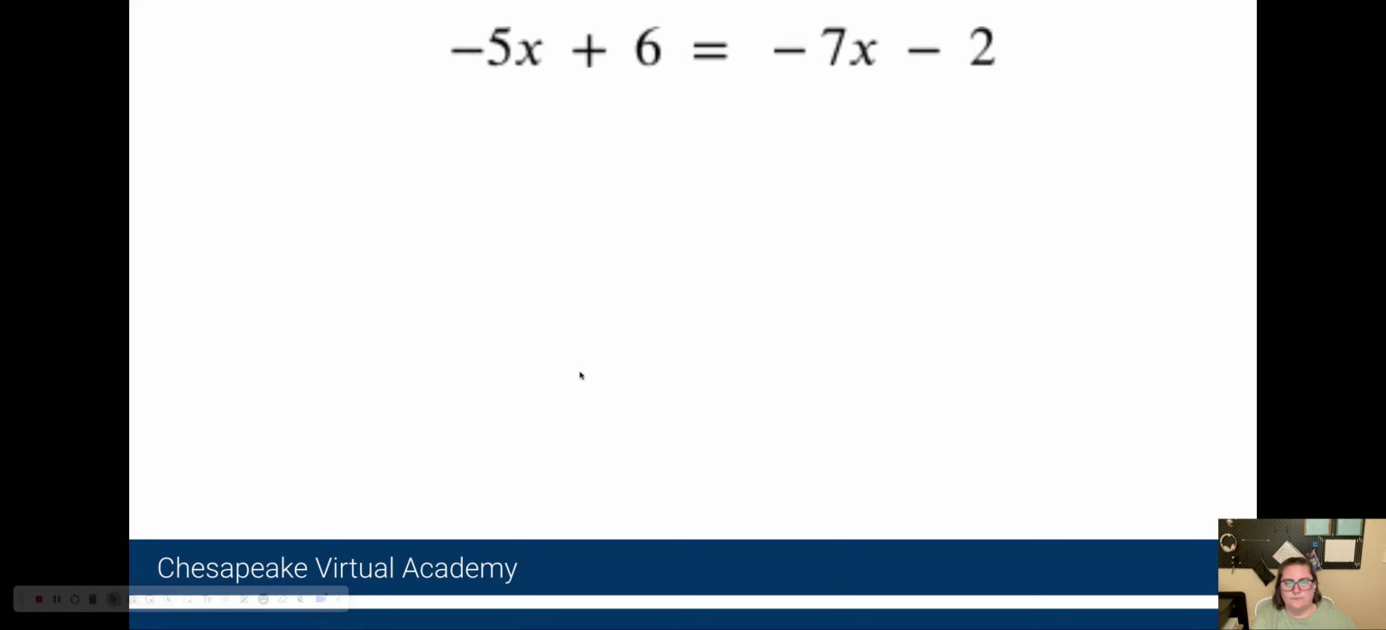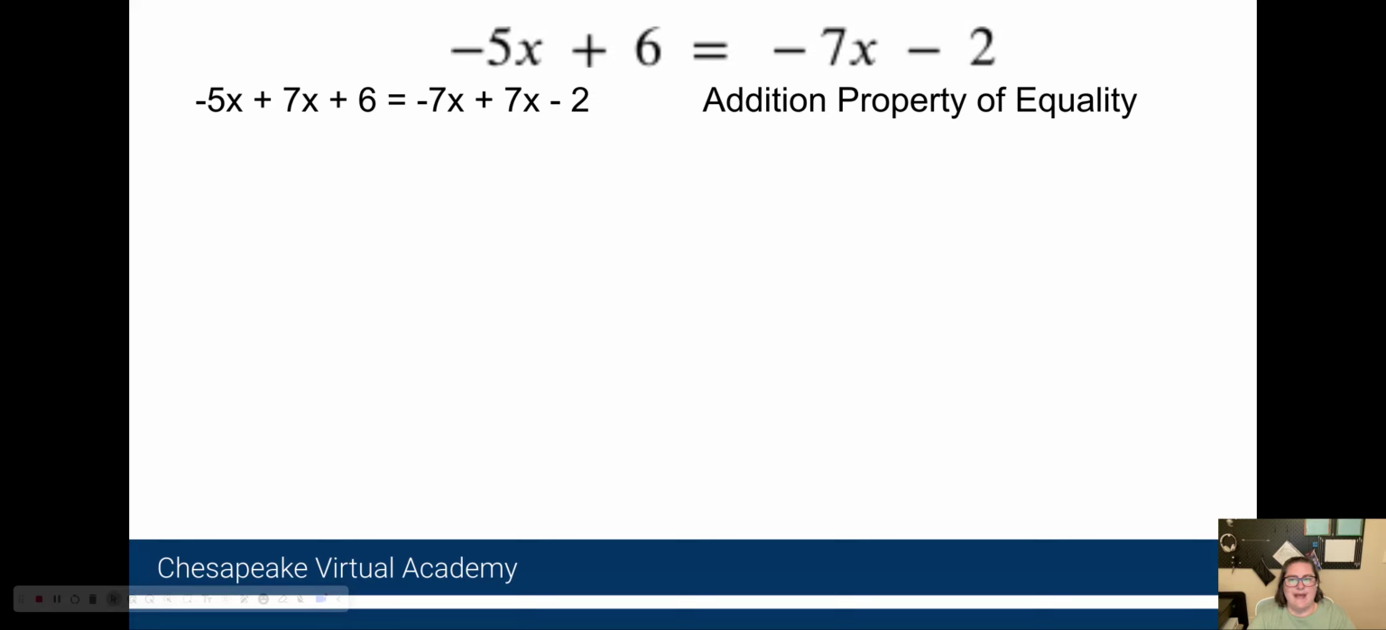On our next one, we have negative 5x plus 6 equals negative 7x minus 2. We want to get the x's to one side. We have no distributing here, and no like terms on the same side. So we're going to get the x's to the same side by adding 7x. That's the addition property, because we're adding the same thing to both sides to keep it equal.